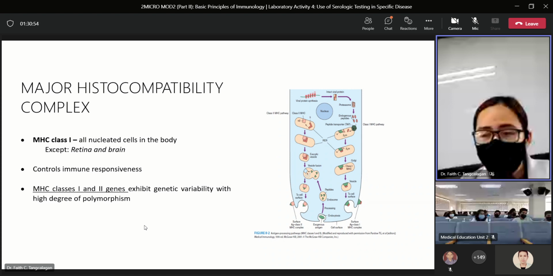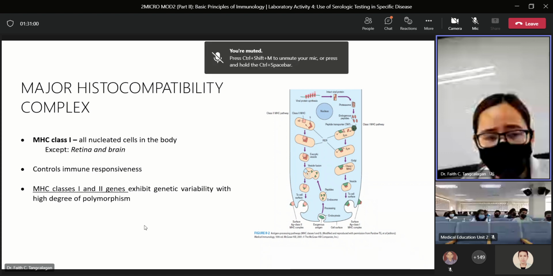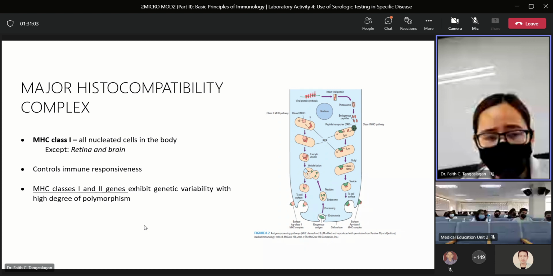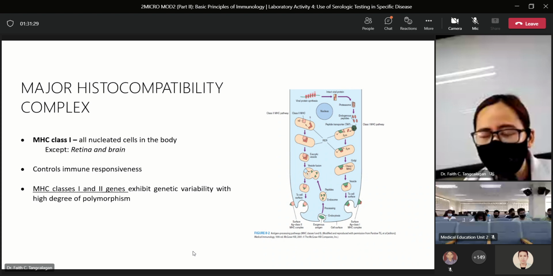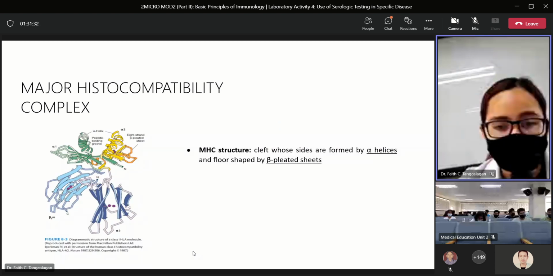Your MHC class 1 and 2 genes exhibit genetic variability with a high degree of polymorphism. What does that mean? It means MHC class 1 and 2 have variable genes. MHC polymorphism involves different peptides, and that causes its polymorphicity. It is variable from one person to another, so it possesses genetic variability.